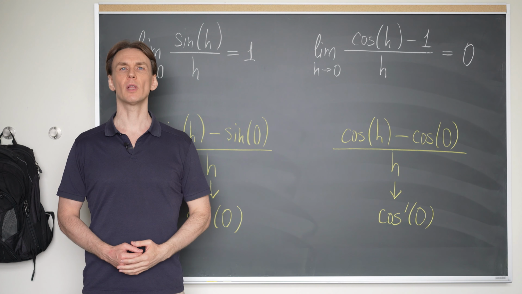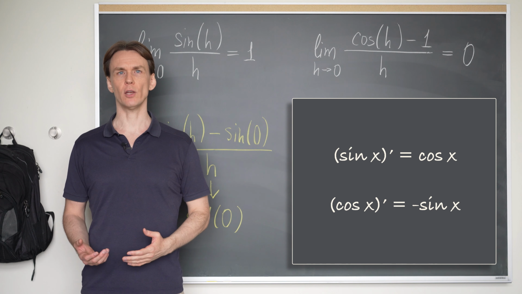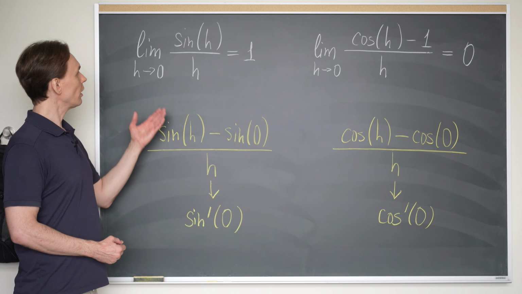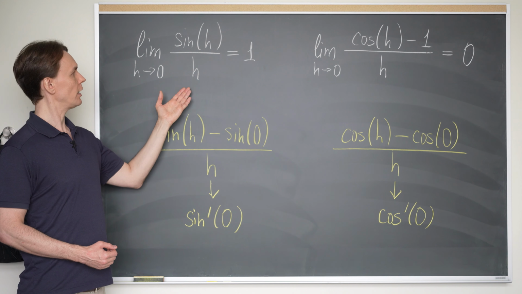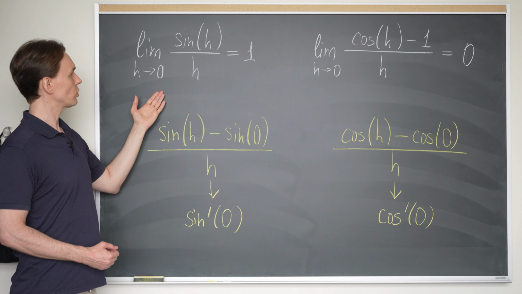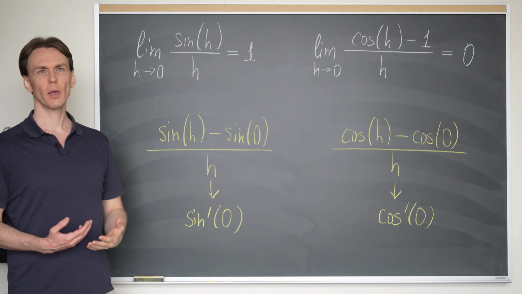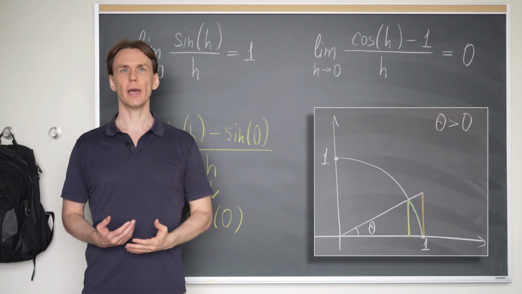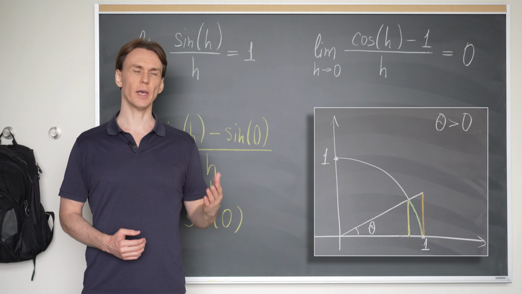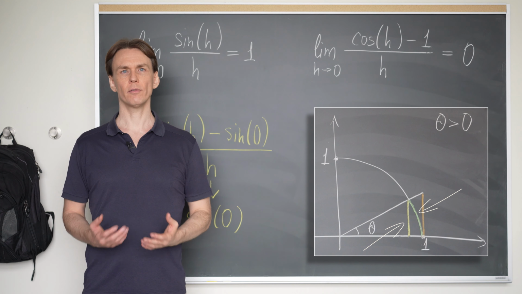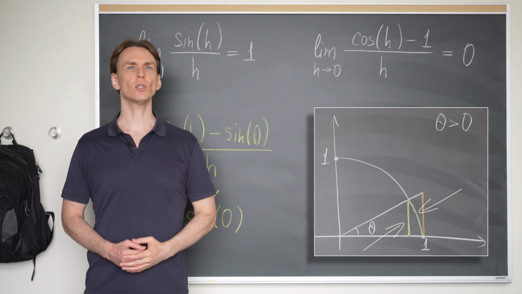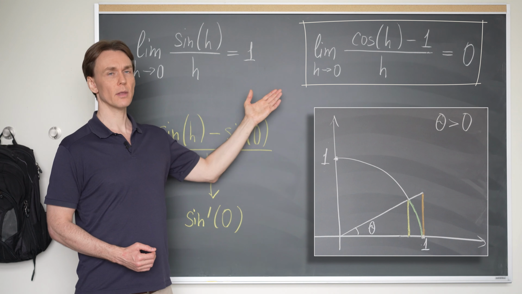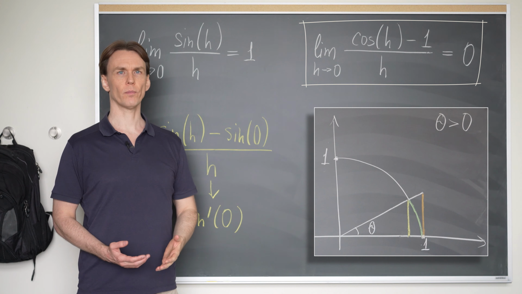In this video, we will compute the derivatives of sine of x and cosine of x. First, let's remember that in one of the previous videos, we have seen that this limit here of sine of h divided by h, when h goes to 0, is equal to 1. And we have computed this limit by looking at the unit circle and by comparing the geometric interpretations of the angle and its sine. And very similarly, if you look at the same picture, you can also check that the second limit here of cosine of h minus 1 divided by h is equal to 0.